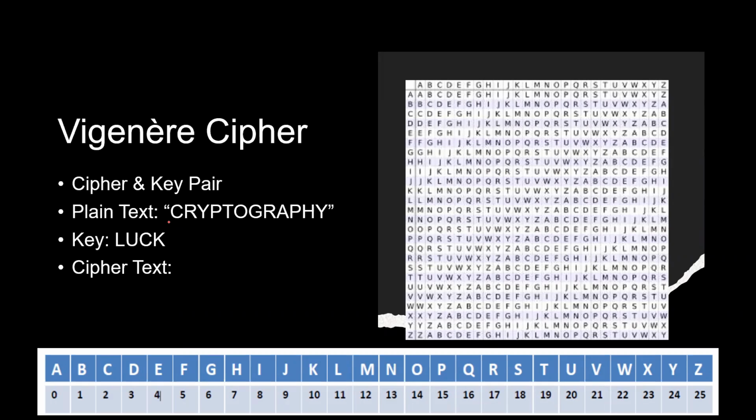With that being said, let's see. So each letter has its own value. So L is 11. U is 20. Actually, let me write it somewhere. L is 11. U is 20. C is 2. And K is 10. So now we have a pattern here, 11, 20, 2, 10. And yes, the key only has 4 letters, while our plain text has, well, as many as we want.